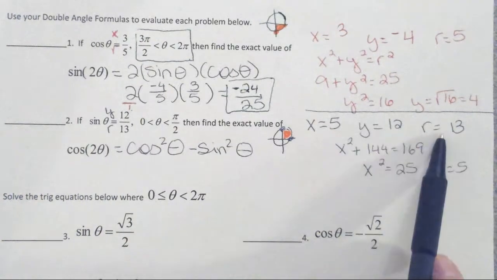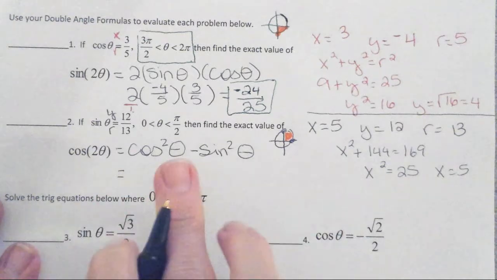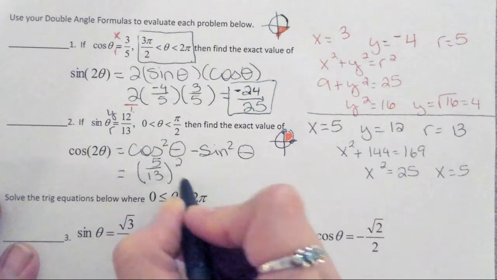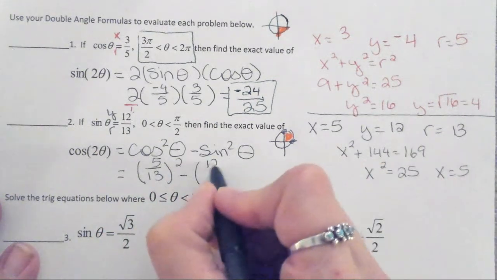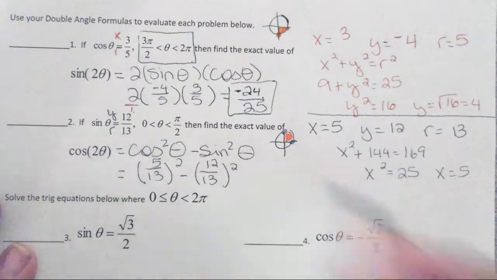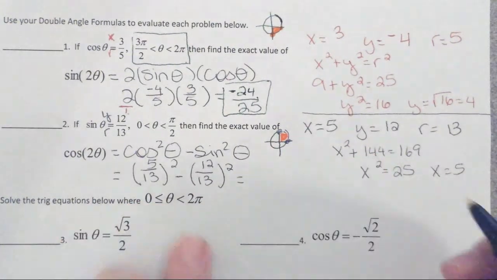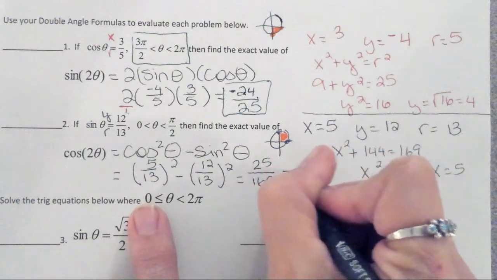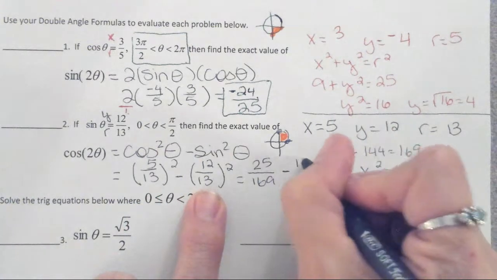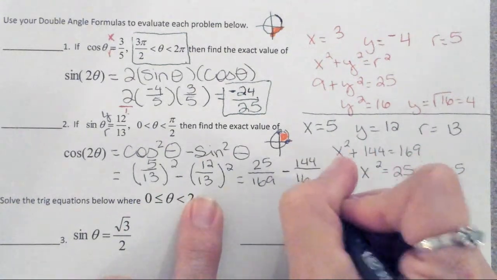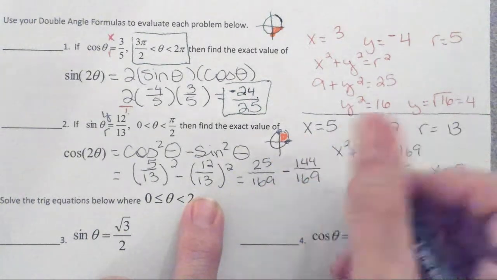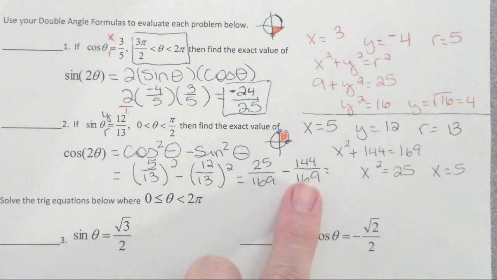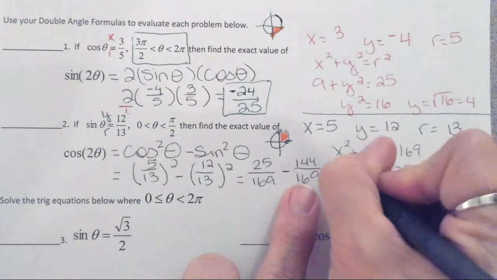So I'm going to use my x, my y, and my r to plug into this formula. So it says take cosine and square it. Cosine is the x over the r squared minus sine. Sine is the y over the r squared. So we're going to do a little math. 5 squared is 25. 13 squared is 169. Bring down my minus. 12 squared is 144. 13 squared is 169. I'm going to go subtract the tops. 25 take away 144 is a negative 119.